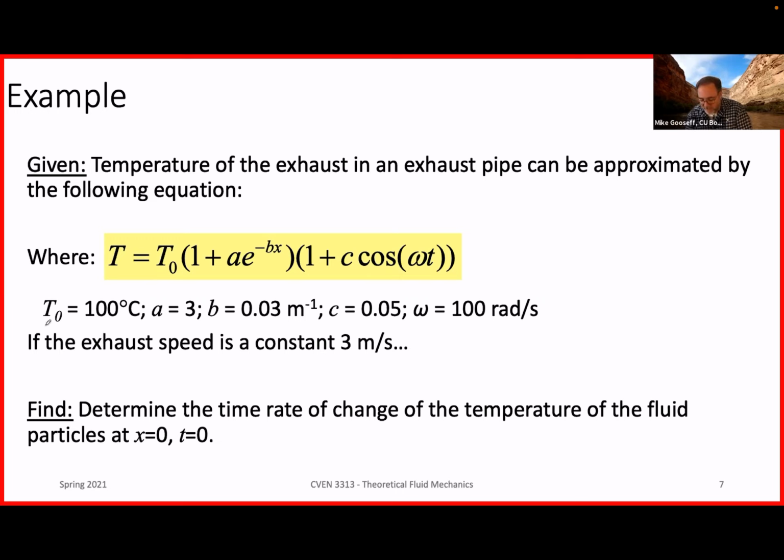So if we're given some initial conditions, T naught is equal to 100 degrees C. We're given that A as a constant is 3, so that goes here. B is 0.03 per meter, that goes there. And C, right here, is equal to 0.05. We're also given that omega is equal to 100 radians per second, okay?